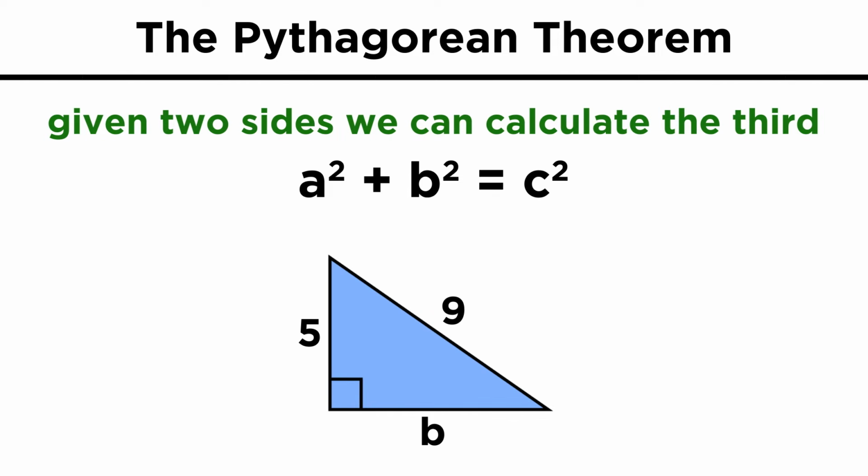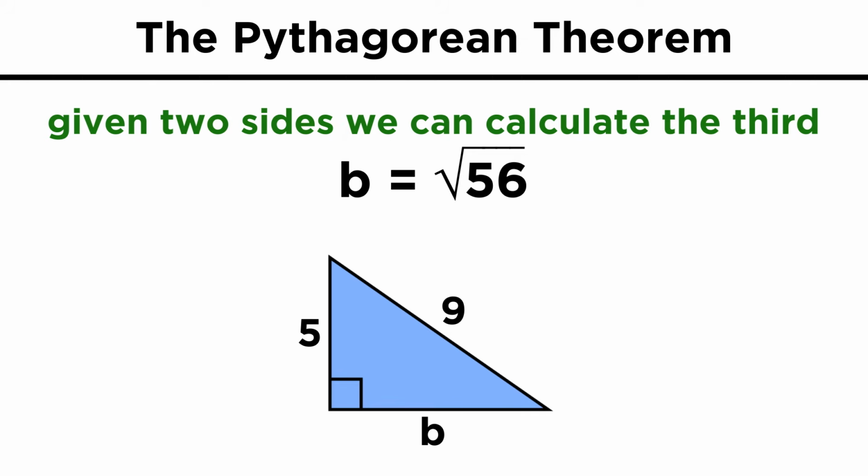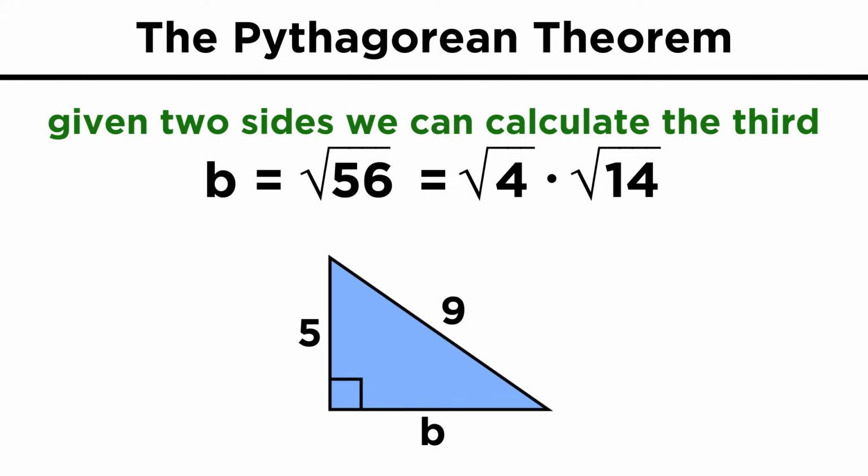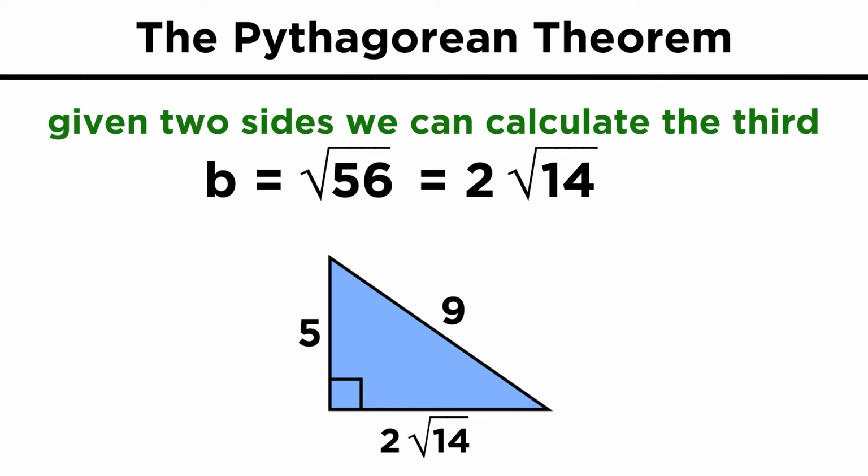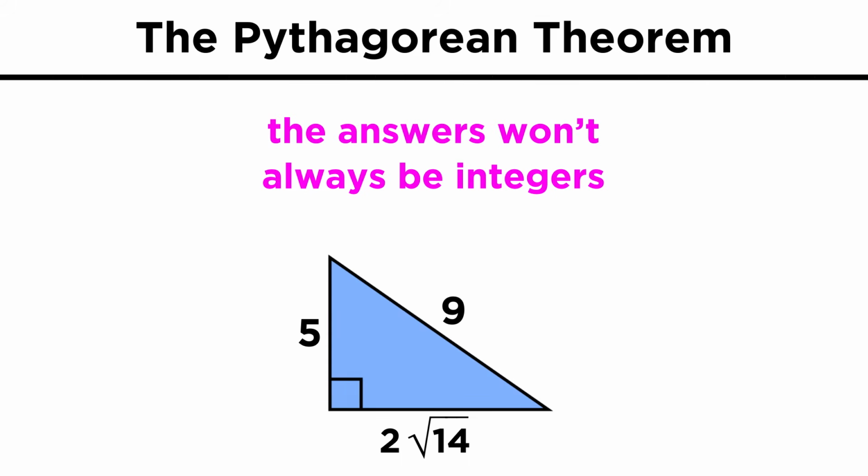Likewise, we could know the hypotenuse and one leg and calculate the other leg. Say we have 5 and 9. That means 5 squared plus b squared equals 9 squared. 25 plus b squared equals 81. b squared equals 56, and b must be root 56, which can be simplified to root 4 times root 14, or 2 root 14. The lengths won't always be neat and tidy integers, so we'd better get used to this.